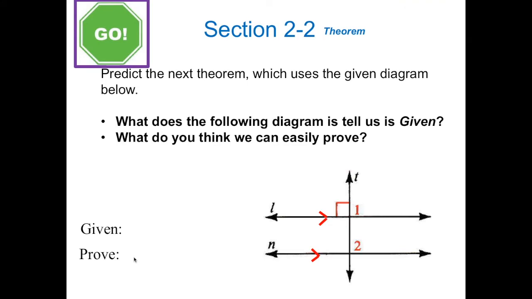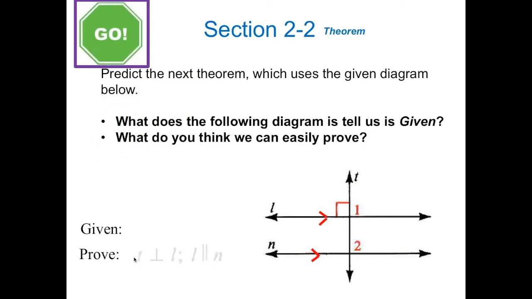But given, pretty obviously here we have givens. What'd you get for given? Pretty obviously here, L is parallel to N, that's for sure. Okay, so L is parallel to N, but then we're given one other thing, just one other thing, not two other things. So L is parallel to N. So if L is parallel to N, and L is what? L is perpendicular to T. Okay, so L is perpendicular to T. What do you then think we can prove?